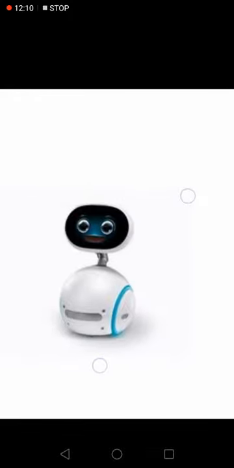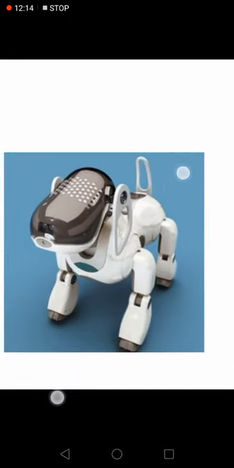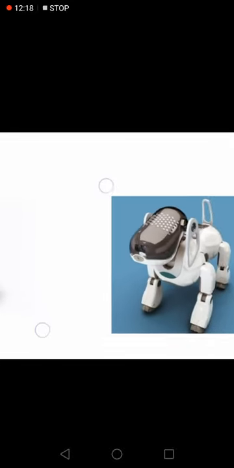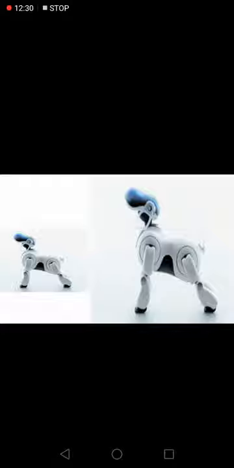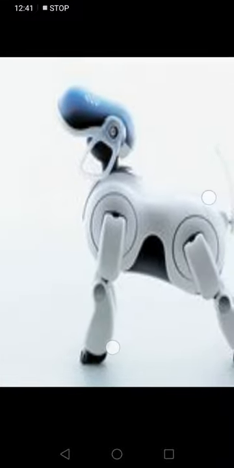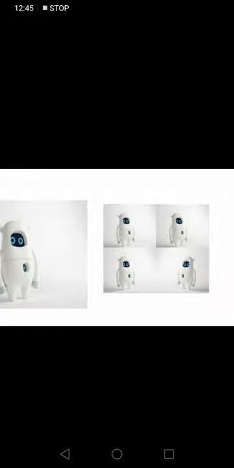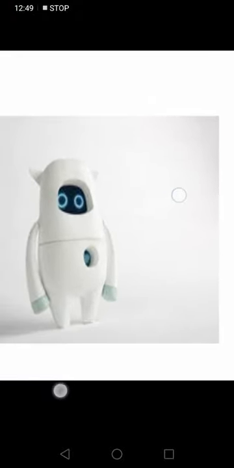This shows some robot entertainment toys. I zoom in. Next slide. That also is a robot dog, as it shows. I zoom in. Next slide. That is another robot for entertainment.